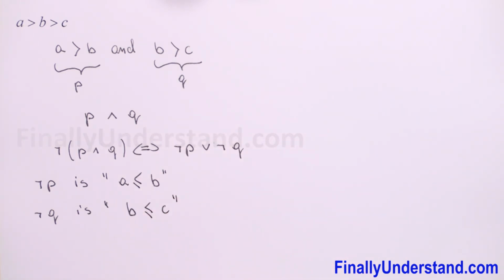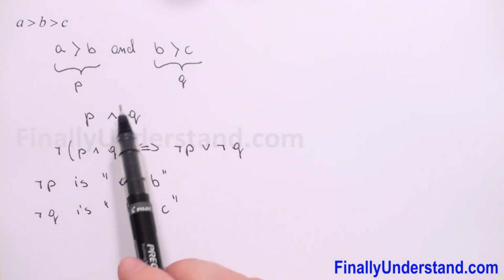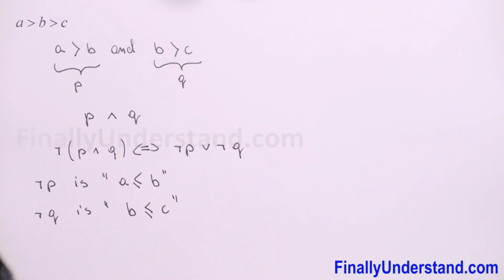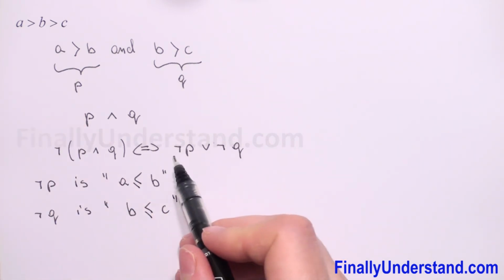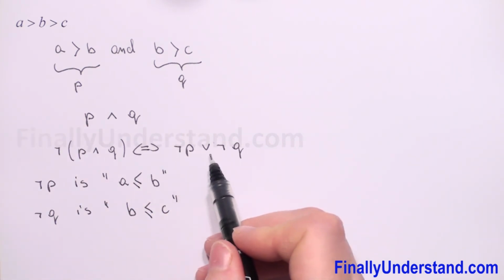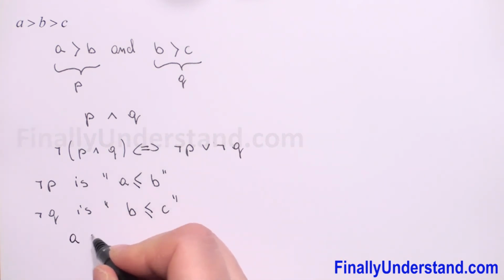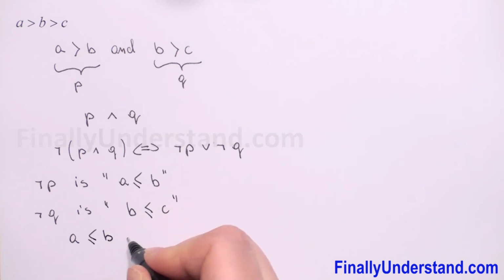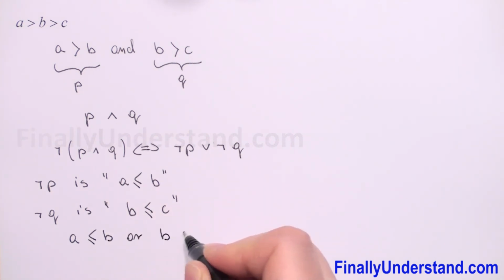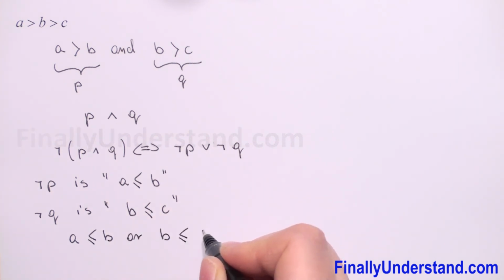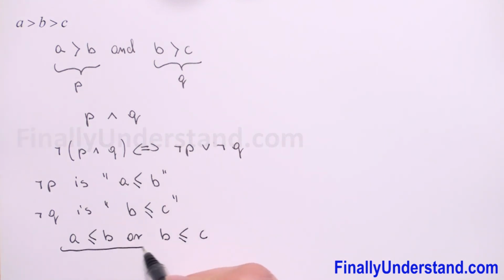Now we can rewrite our statement. We have to write the negation of the statement, so it will be not P or not Q. So we have A is less than or equal to B, or B is less than or equal to C. This is my solution.